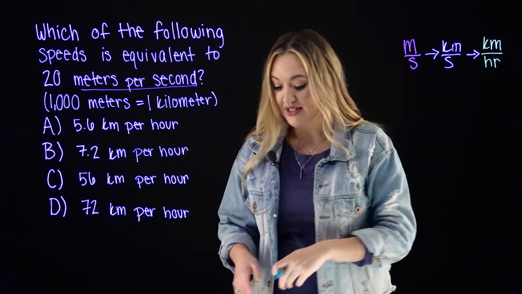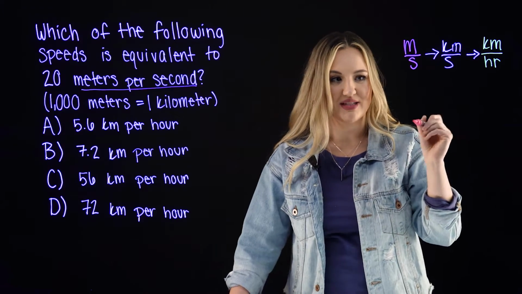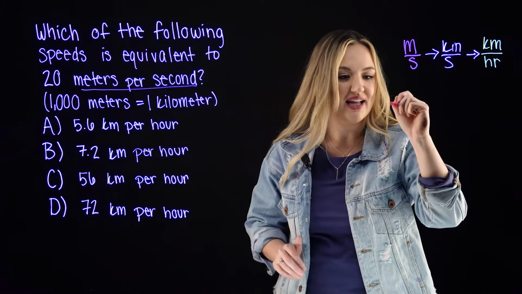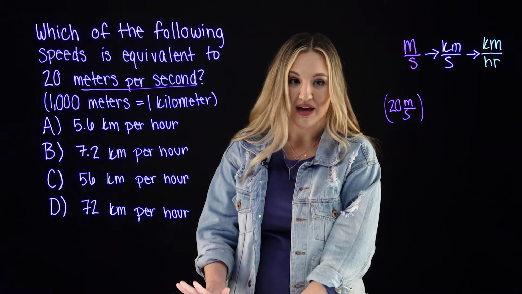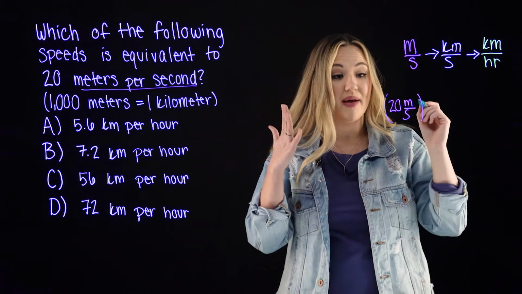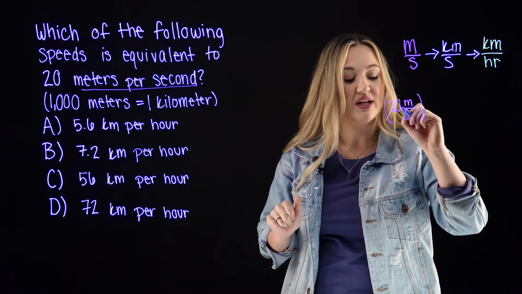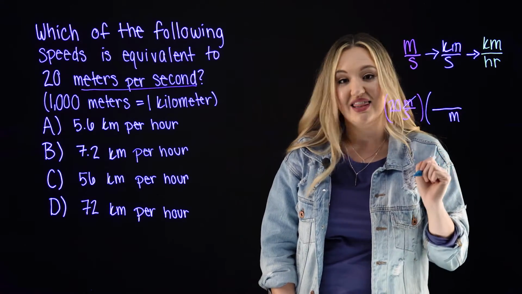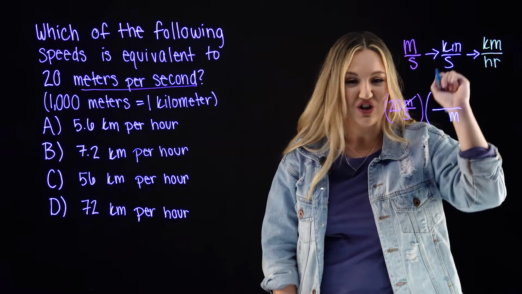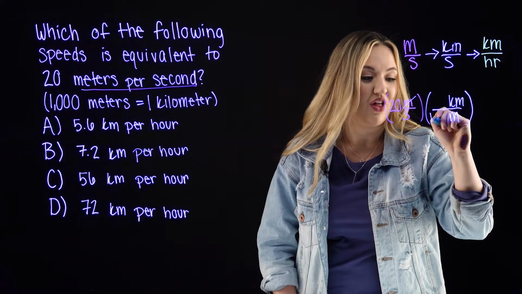Okay, so let's go through this. The first step is to go from meters per second to kilometers per second. So let's look at that. We have 20 meters per second. And we're going to multiply by the conversion factor. And our conversion factor is given in this question. 1,000 meters is 1 kilometer. So we're going to want to cancel out the meters by multiplying by a factor that has meters in the denominator and get kilometers in the numerator. And we know that there are 1,000 meters per 1 kilometer.